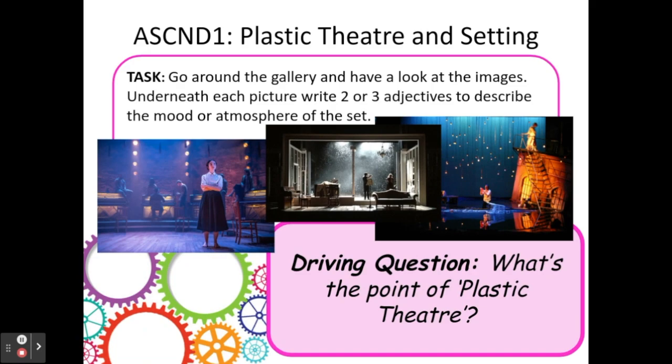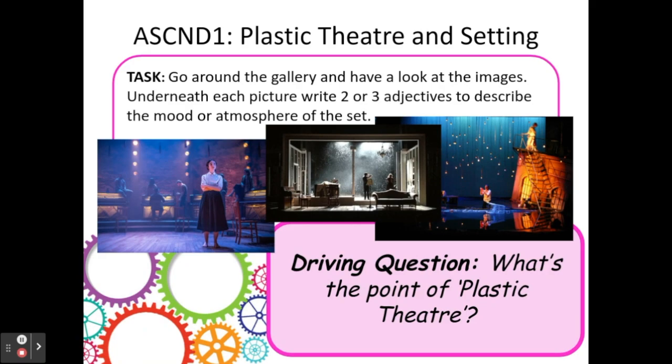So for this lesson, we're going to be looking at the concept of plastic theatre and the setting of A Streetcar Named Desire, because it's really important to get an idea of the setting for the rest of the study of the play. Now, I'm going to be clicking through some images of different sets.